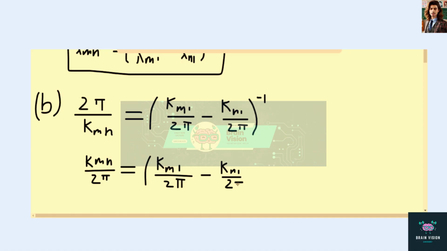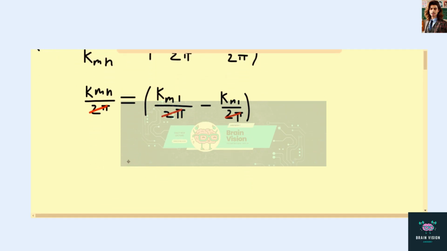So all the values have a 2 pi in the denominator. So we're able to go ahead and cancel that out. And since our value of k always has to be positive, we have kmn must therefore be equal to the absolute value of km1 minus kn1, which is what we were asked to show. We can box that in as the solution to our question.